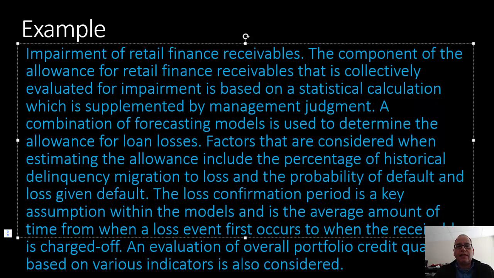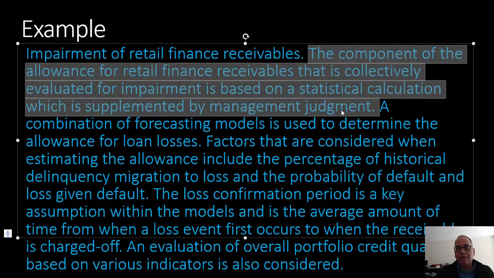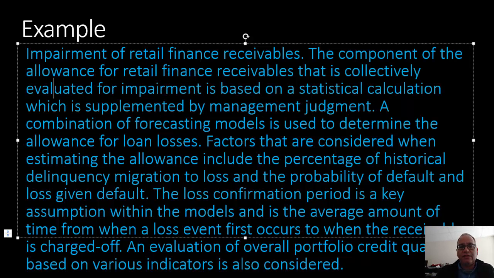Now, let's see. The component of the allowance for retail finance receivables that is collectively evaluated for impairment is based on a statistical calculation which is supplemented by management judgment. Let's look at this first sentence here. What is the verb of the sentence? What is the action? And I'm going to go through this pretty quickly so you can just get an idea of how this works. The action here is, I would say, evaluated.